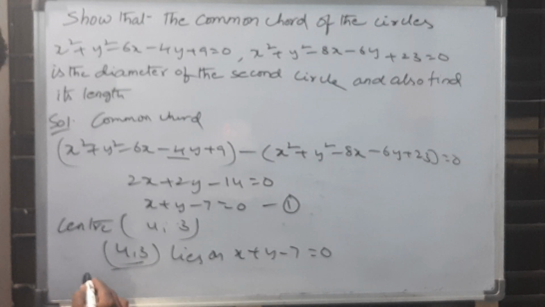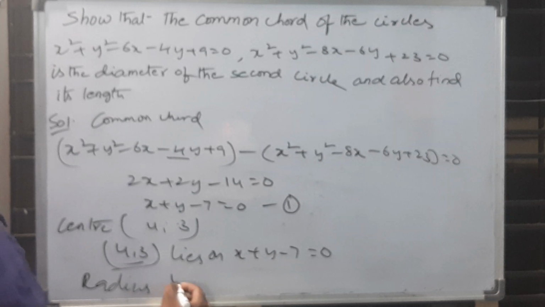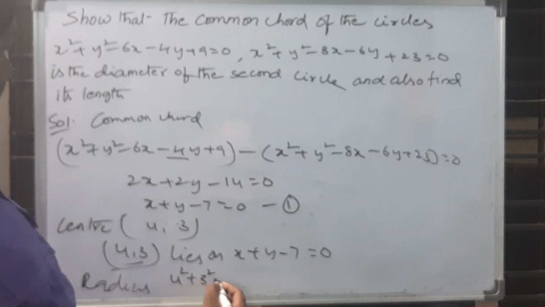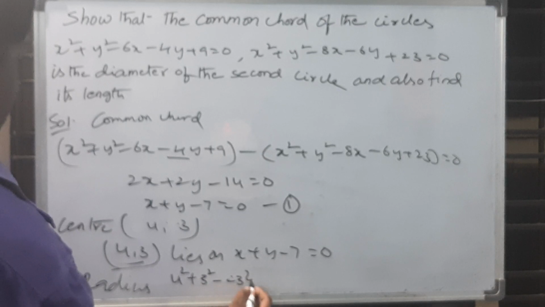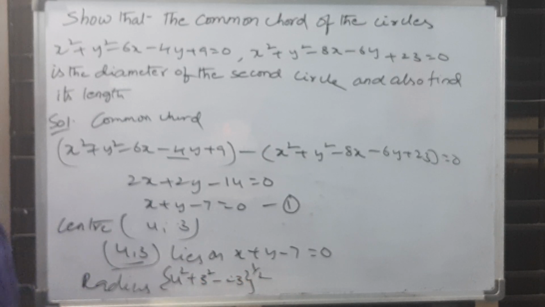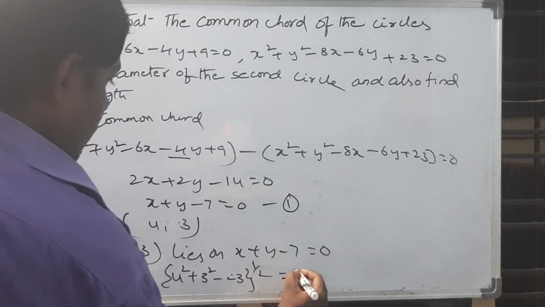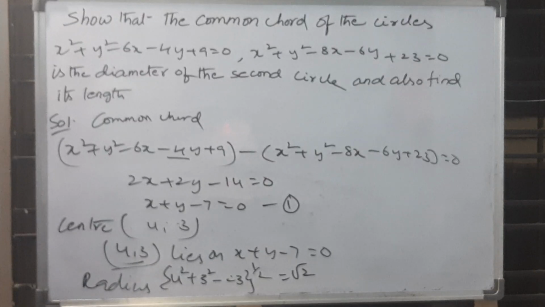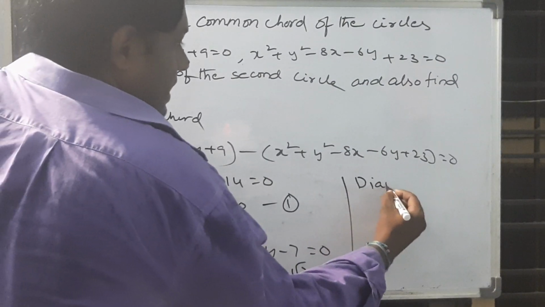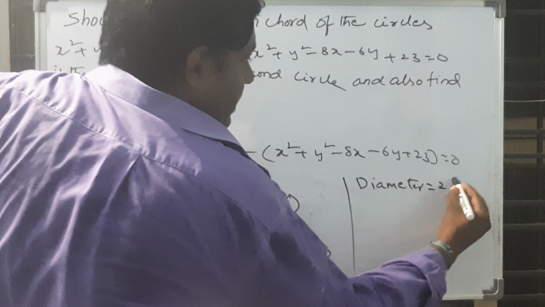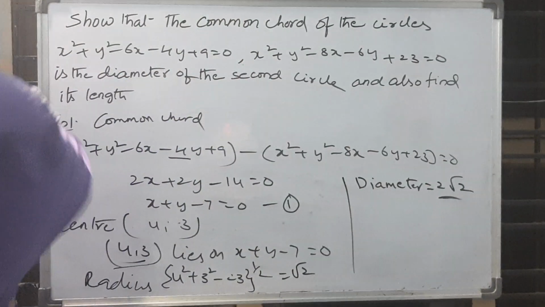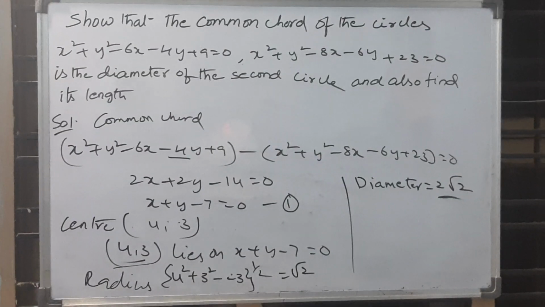Now radius is, what is the radius? 4 square plus 3 square minus 23 whole power 1 by 2. Root of g square plus f square minus c. That is equal to root 2. So root 2. So what is the diameter? Diameter is nothing but twice of the radius. So diameter is nothing but 2 root 2.